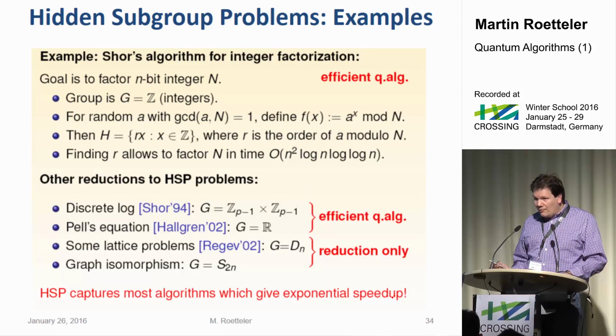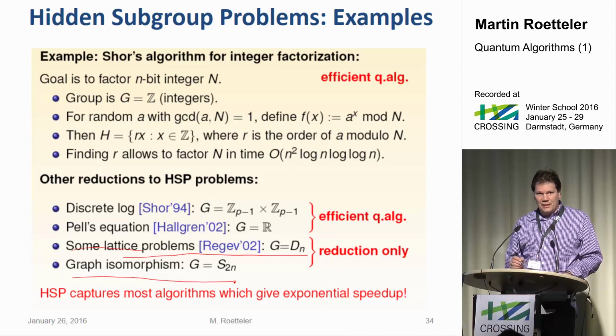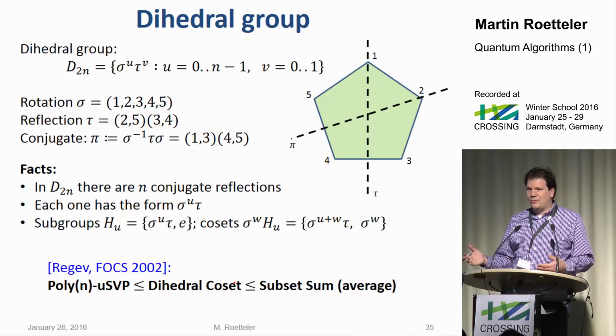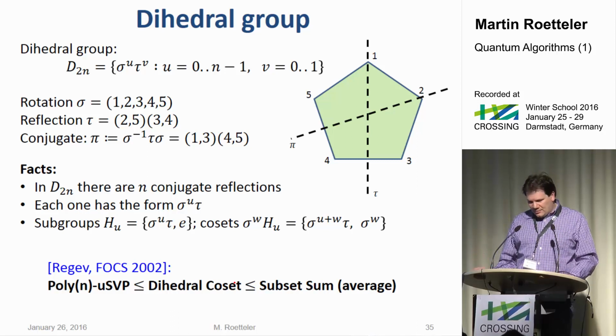But it would be really cool if we were able to do any hidden subgroup problem. We would be able to do some lattice problems. And we would even be able to do graph isomorphism. In part 2 of the lecture, I will give you a hint how these reductions work. And the dihedral group in particular, sorry for the pun, is such a conceptually simple group that it's really surprising that we cannot do the hidden subgroup problem for that.